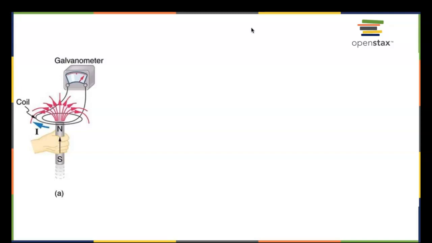This only happens for as long as there is motion between the magnet and the coil. If there's no motion, then there's no change in the amount of B field through the loop, so the loop does not have an induced current to resist it.